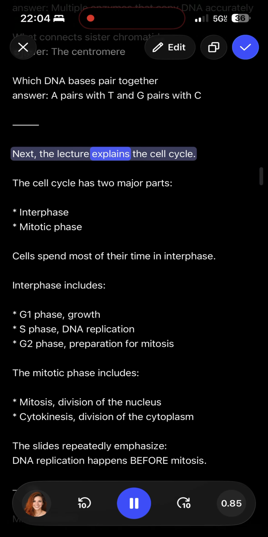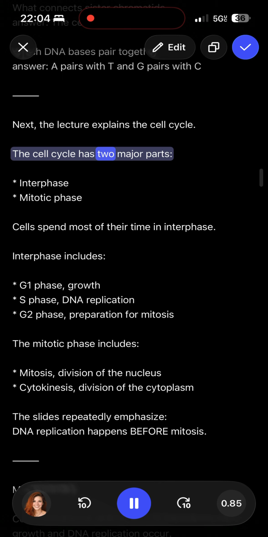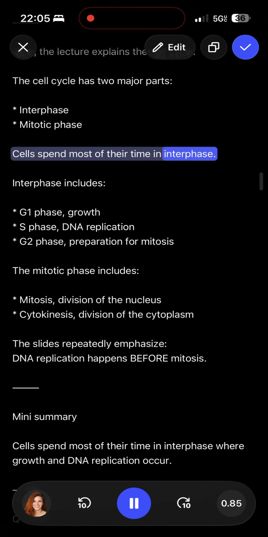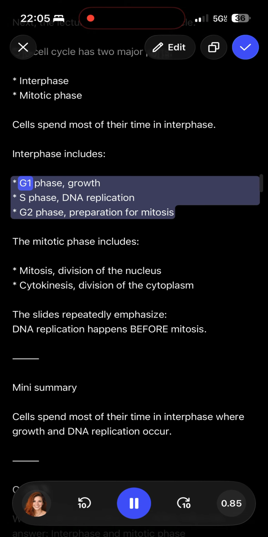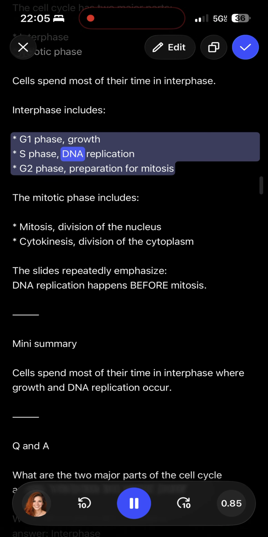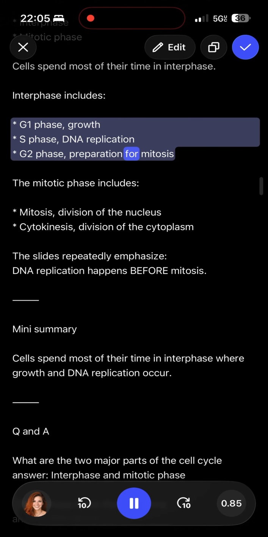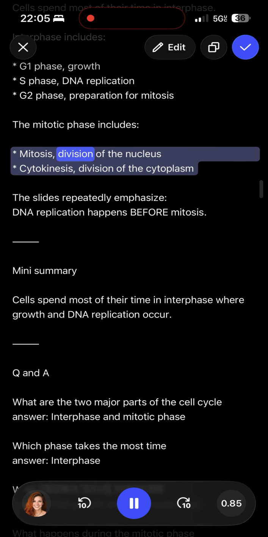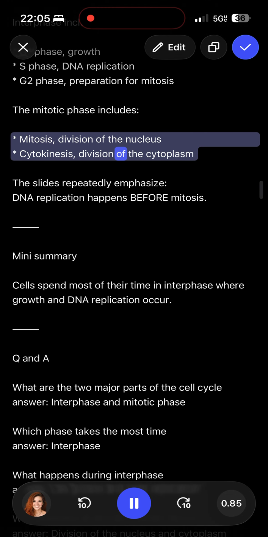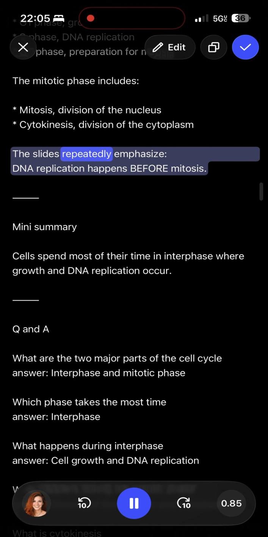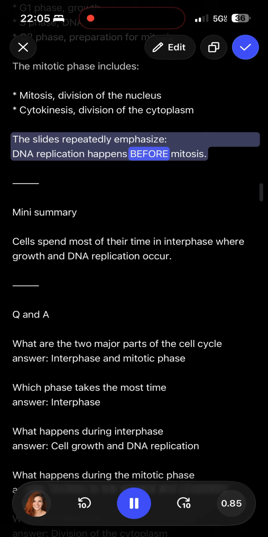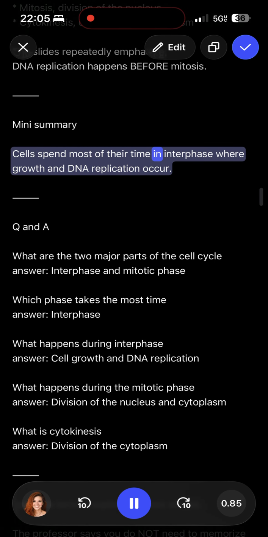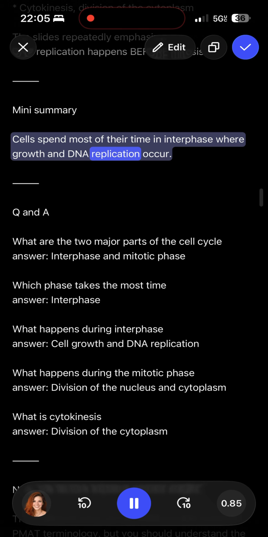Next, the lecture explains the cell cycle. The cell cycle has two major parts: interphase and mitotic phase. Cells spend most of their time in interphase. Interphase includes G1 phase, growth; S phase, DNA replication; and G2 phase, preparation for mitosis. The mitotic phase includes mitosis, division of the nucleus, and cytokinesis, division of the cytoplasm. The slides repeatedly emphasize DNA replication happens before mitosis. Mini summary. Cells spend most of their time in interphase where growth and DNA replication occur.